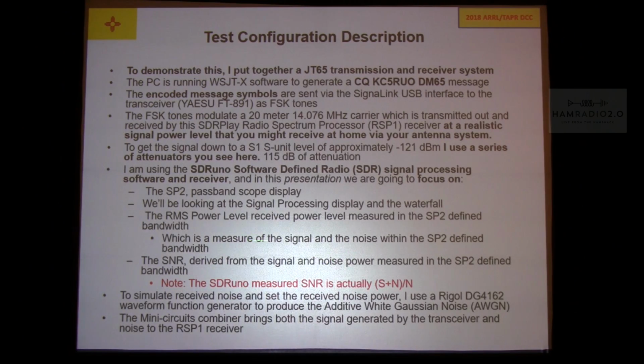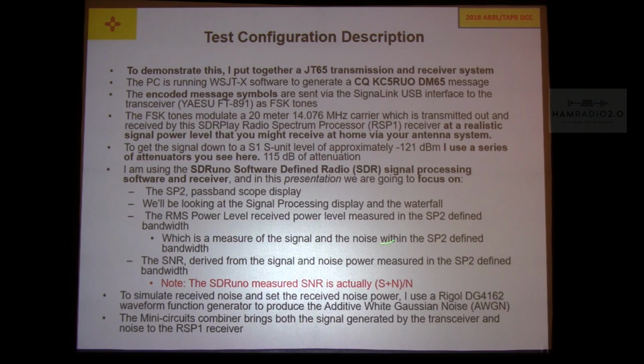I found through experimentation and testing, when I use SDRuno, that the actual RMS power that you're seeing is actually signal power plus the noise power that's in that 2500 hertz bandwidth. Well, guess what? It doesn't tell you that in the SDRuno software documentation. I had to run some tests to find out exactly what I was measuring. Similarly, the signal-to-noise ratio that we're going to look at today is the signal and noise power measured in the SP2 divided by that noise power. So there's a couple key things that I had to figure out before I could run some viable test cases.